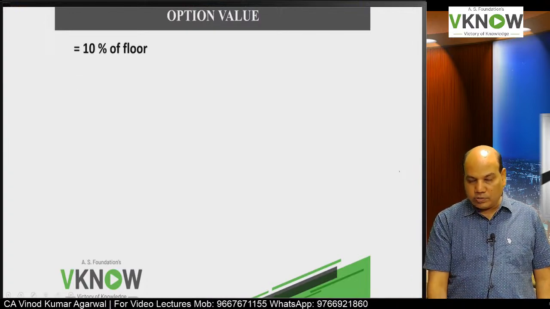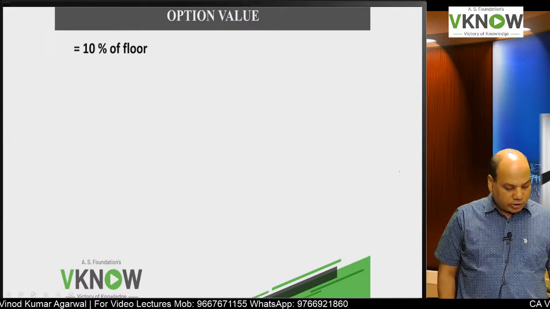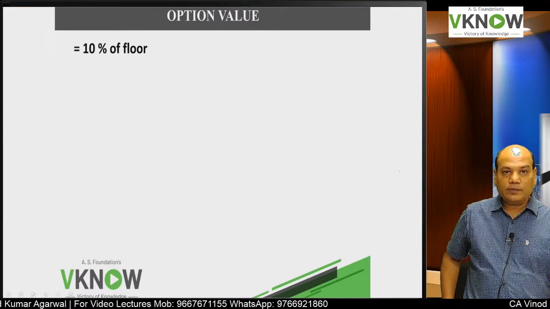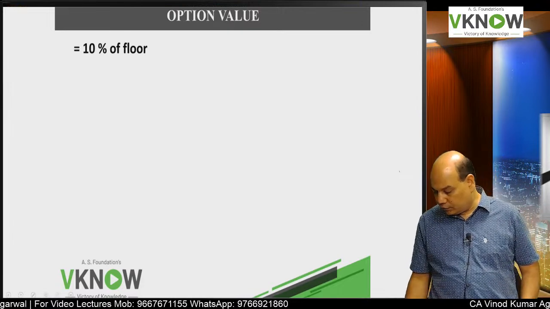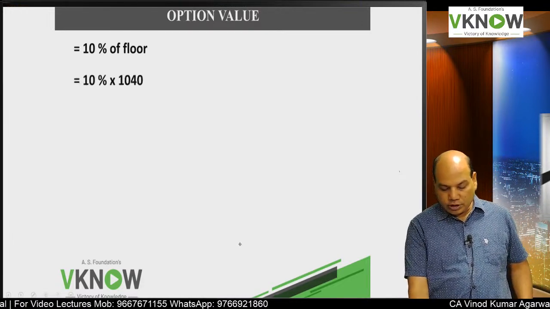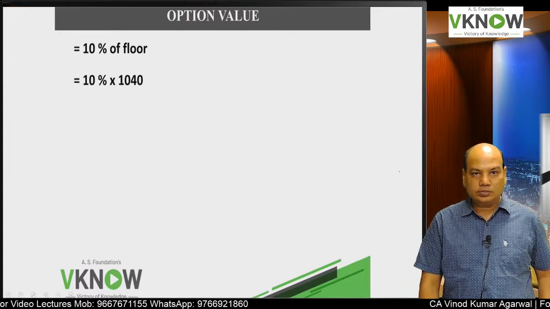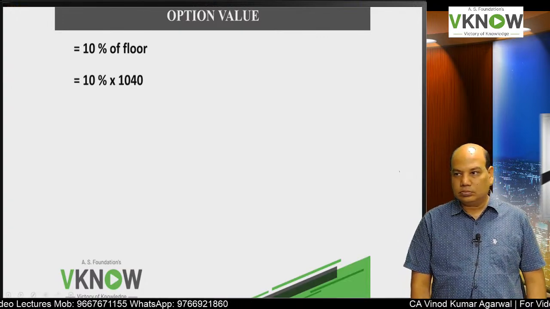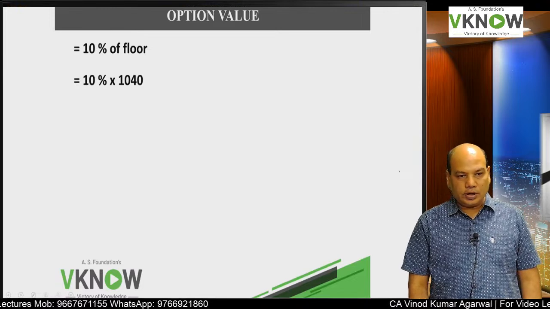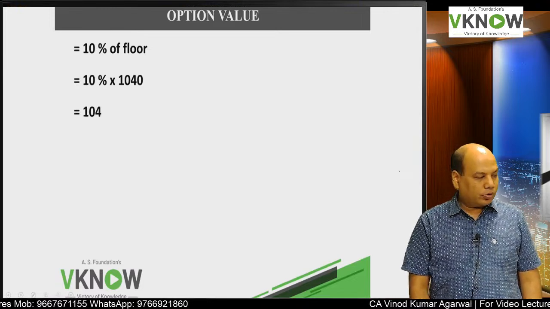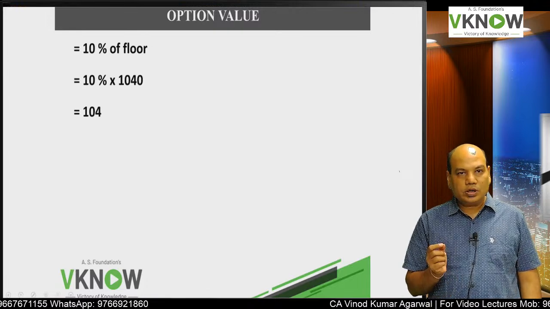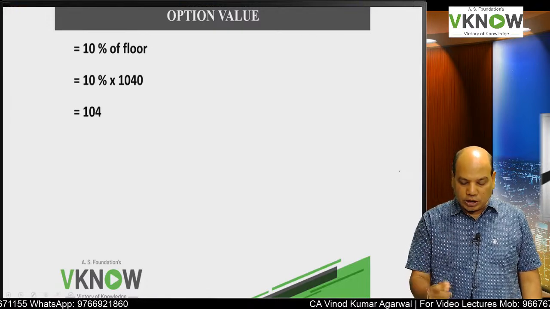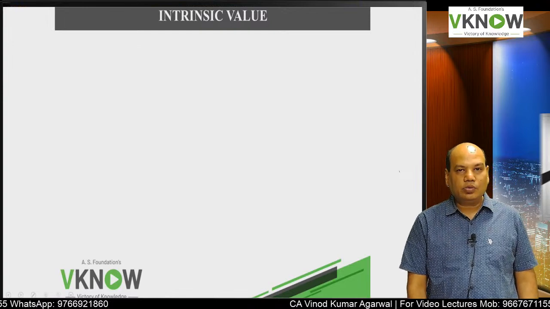Now write down option value. Option value is written in the problem as 10% of the floor value. So 10% of 1040. 10% of 1040. 104. Once you get option value and once you get the floor value, you can calculate the intrinsic value now.